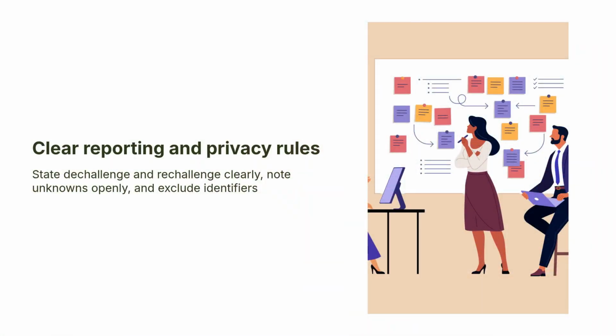De-challenge and re-challenge should be stated explicitly, and unknown information should be said plainly, rather than left as a silent gap. Direct patient identifiers stay out of the narrative in line with data protection requirements and company privacy procedures. The narrative closes with company causality and expectedness conclusions and the reasoning behind them.